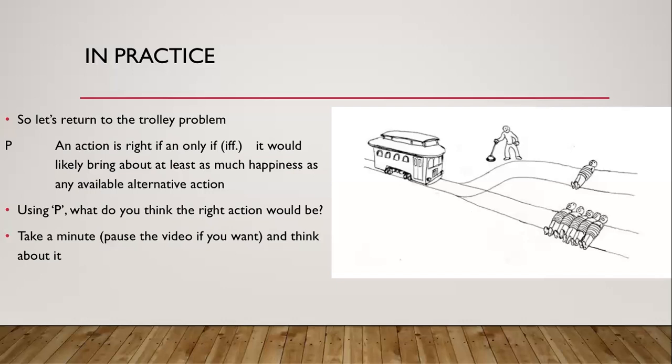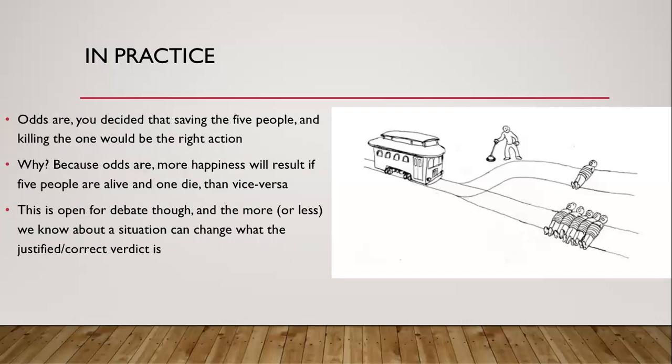Okay, I'm gonna keep going. But if you do need more time to think about it, that's fine. So odds are you decided that saving 5 people and killing the 1 would be the right action. Remember, it's because we're using P, not our own opinions or reasoning. And this is just because odds are more happiness will result if 5 people are alive and 1 person dies than vice versa, rather than 1 person being alive and 5 people dying.